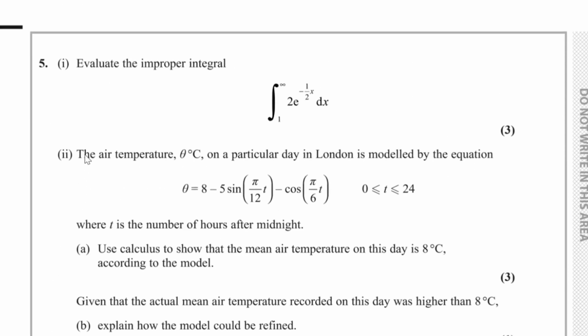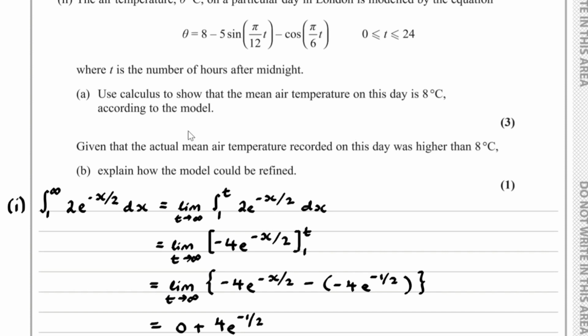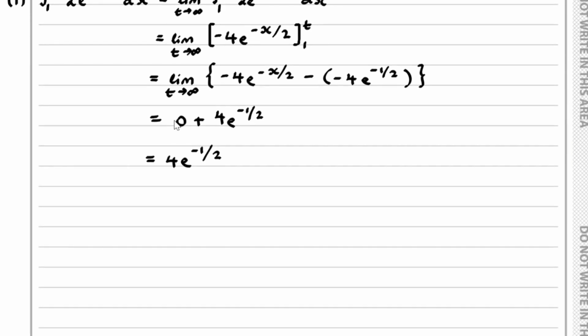And now, for the next part, the air temperature, theta degrees C, on a particular day in London is modelled by the equation theta equals 8 minus 5 sine of pi t over 12 minus cos of pi t over 6, where t is in between 0 and 24, and t is the number of hours after midnight. For part A, we have to use calculus to show that the mean air temperature on this day is 8 degrees C, according to the model.